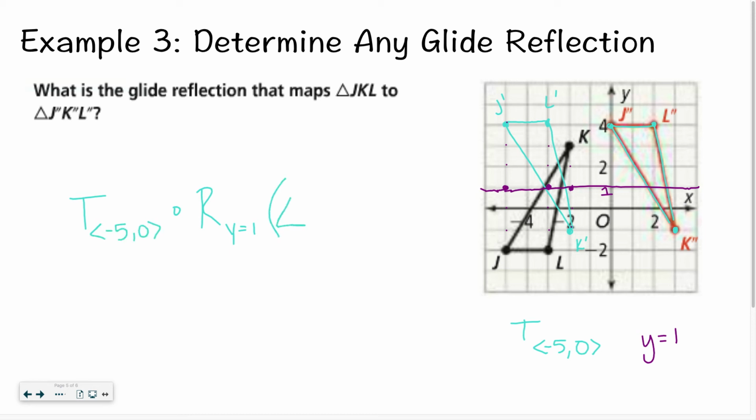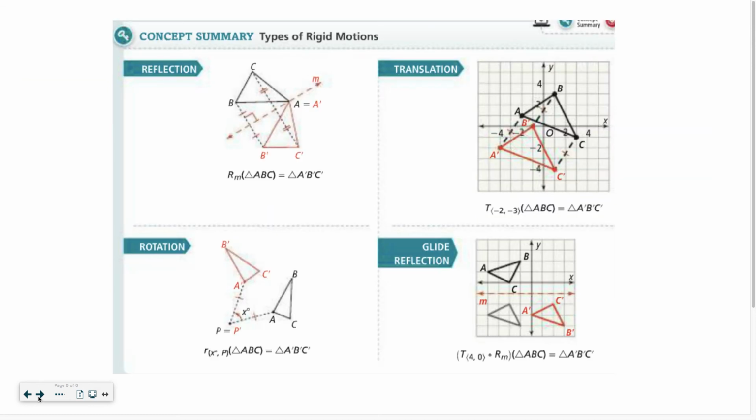And this is the triangle JKL. And that is my composition between those two images, the black triangle and the red triangle. Okay, so I recommend start with the image, so the red triangle, and work your way backwards to get to that black triangle that you started with.